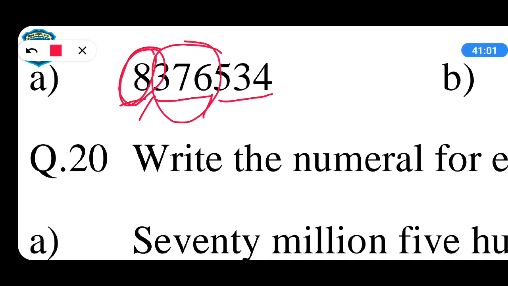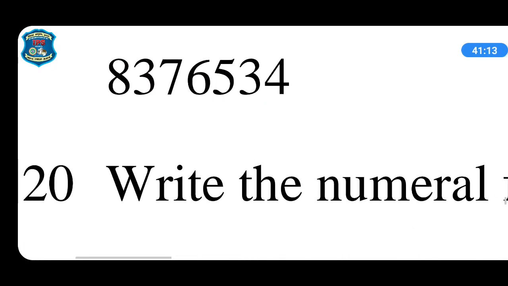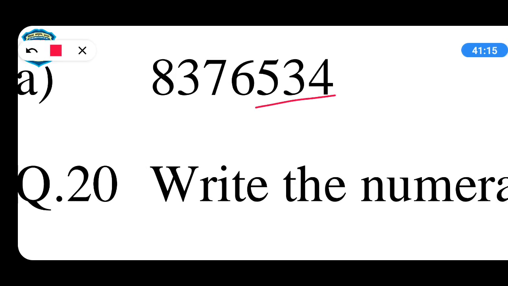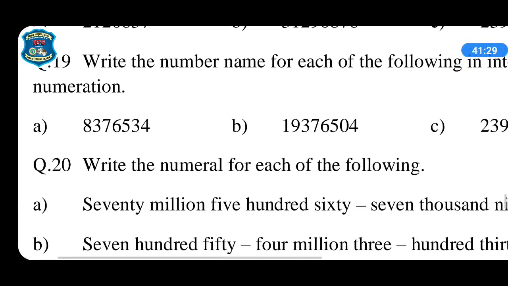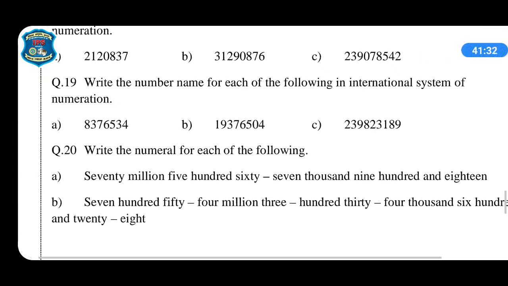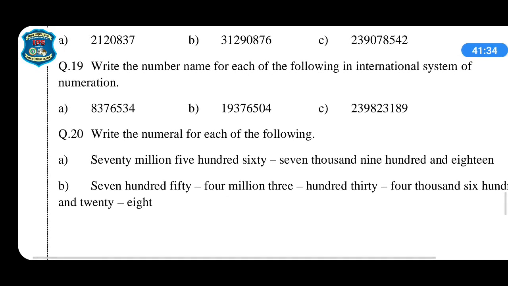8,376,000, what? 376,534. So you have to write in words. What you will write? You have to write 8,376,534. Got it? So you have to write the given number in International System of Numeration, right?